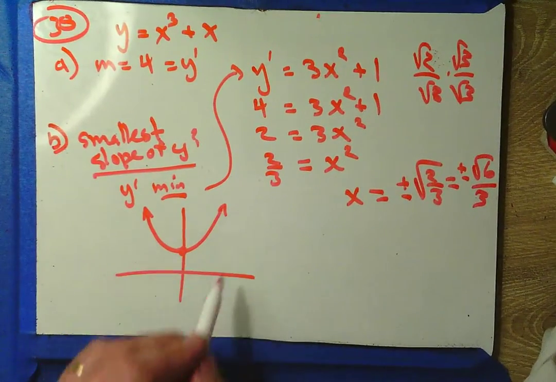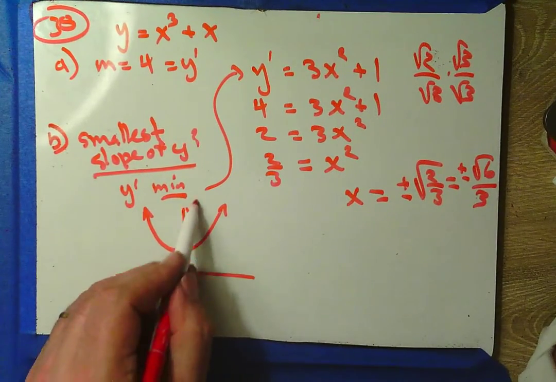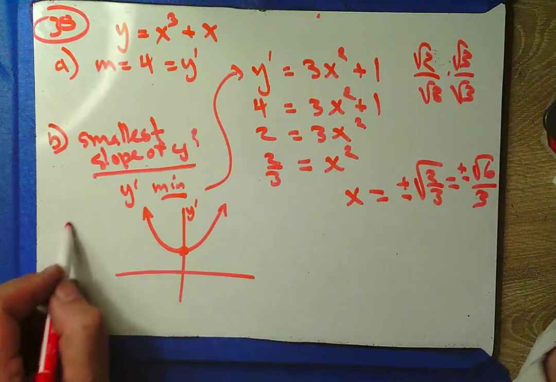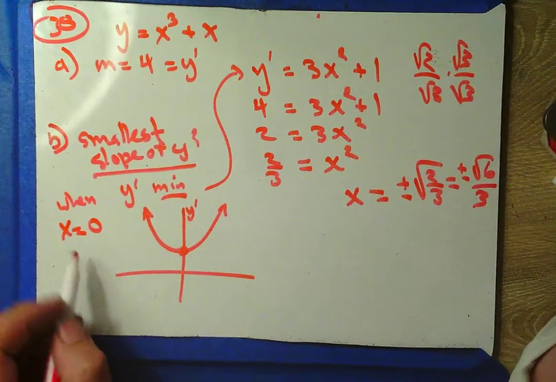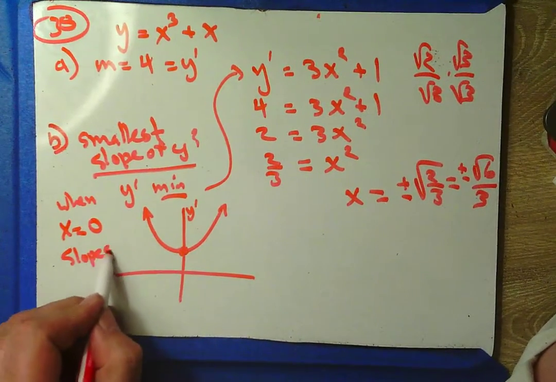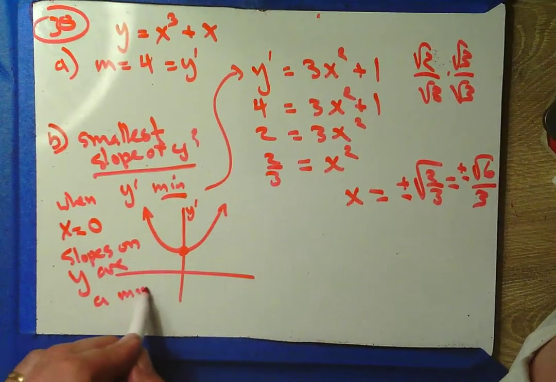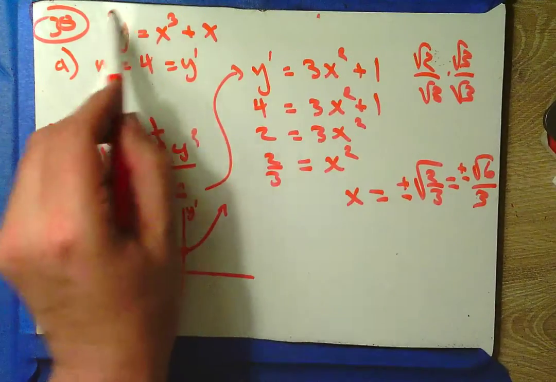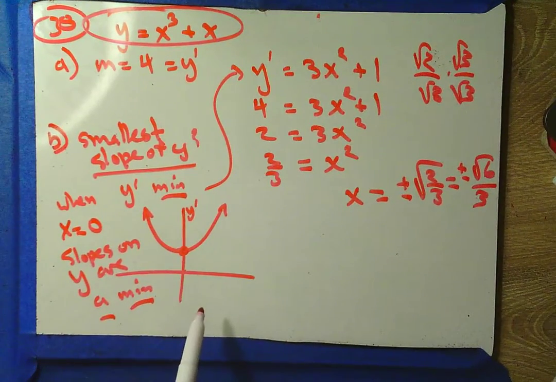Where is the smallest y value on this graph? Remember, this is our y prime graph. The lowest value happens here at x equals 0. So when x equals 0, slopes on y are a minimum, or we have our smallest slope. The smallest slopes on this function happen here at x equals 0.